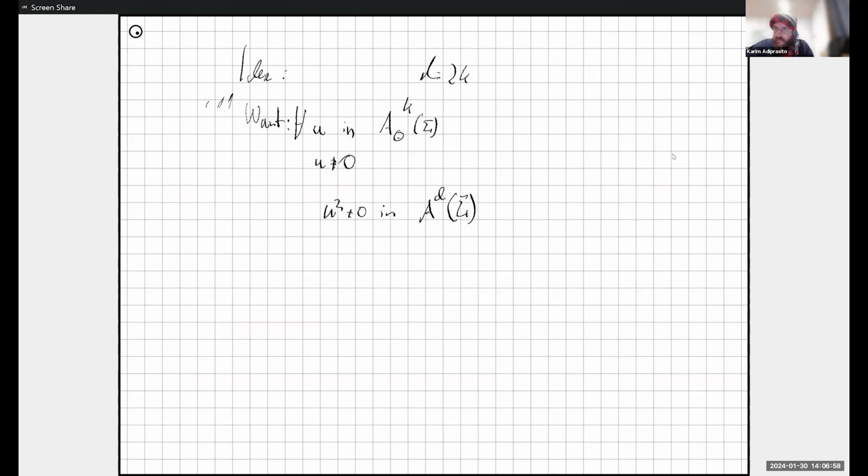All right? And now here's the beautiful observation. There is a map from A d of sigma to the ground field.